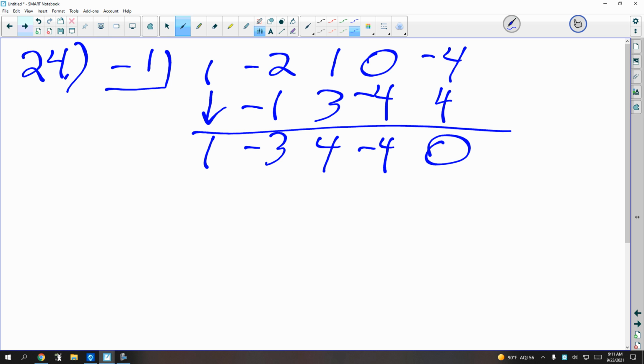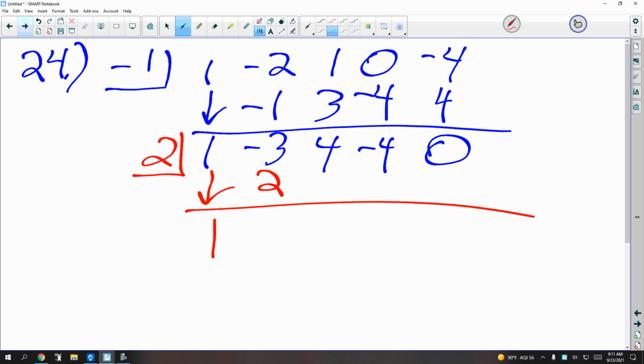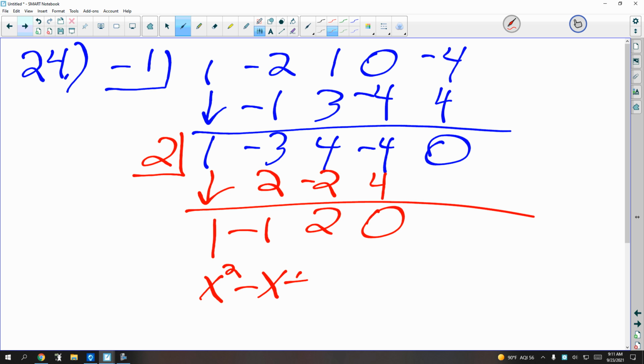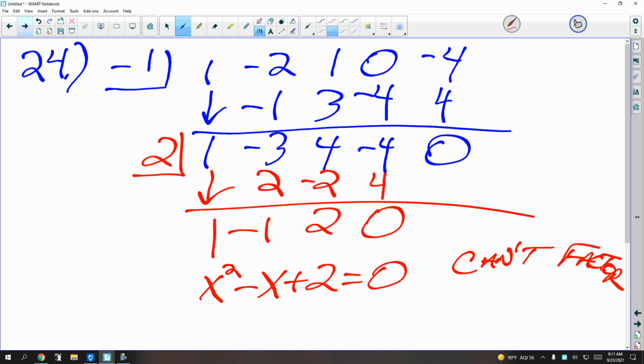Now the next step. 2 is an answer. So I'm going to take 2 and go 1, 2, negative 1, negative 2, 2, 4, 0. Yay. So this is x squared minus x plus 2 equals 0. You can't factor that. Do you guys know why you can't factor it? Because a minus plus is a minus minus. You can't factor that. So if you thought it was 2 and 1, gotcha.